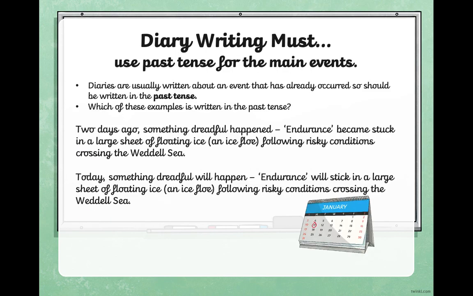Diary writing must use past tense for the main events. Diaries are usually written about an event that has already occurred, so should be written in the past tense. Which of these examples is written in the past tense?